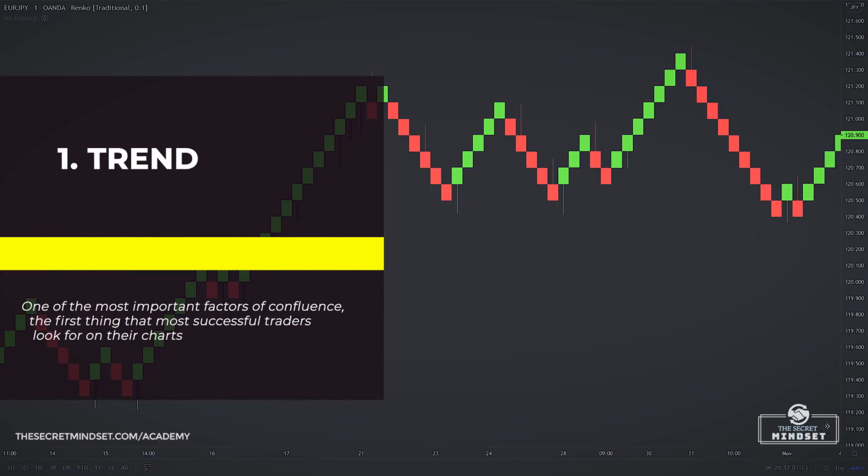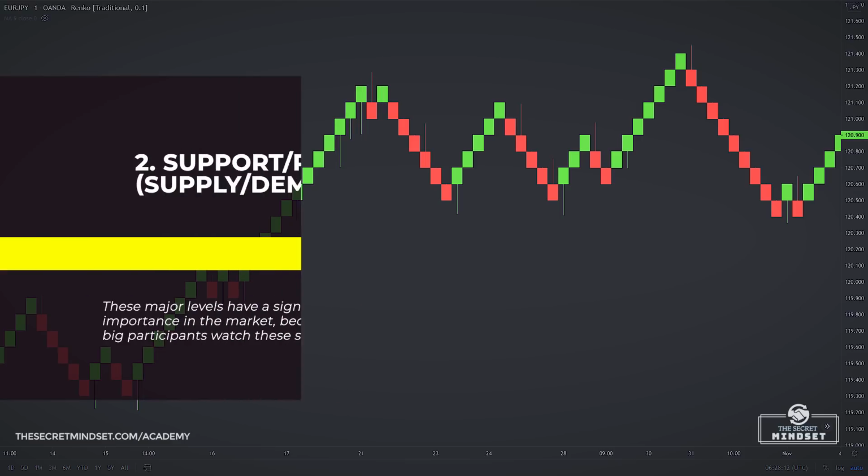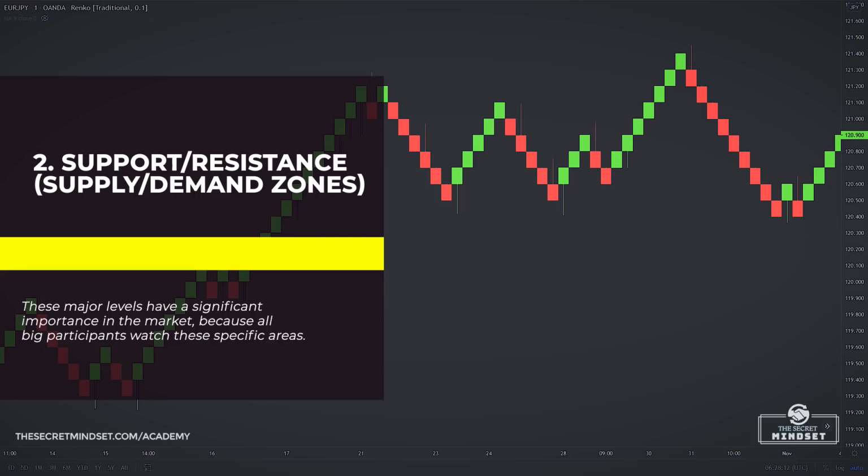First, the trend. It's one of the most important factors of Confluence. This is the first thing that most successful traders look for on their charts. You can't trade any setup without identifying if it's in line with the direction of the market or not. Next, support and resistance levels and supply and demand areas. These major levels have a significant importance in the market because all big participants watch these specific areas.